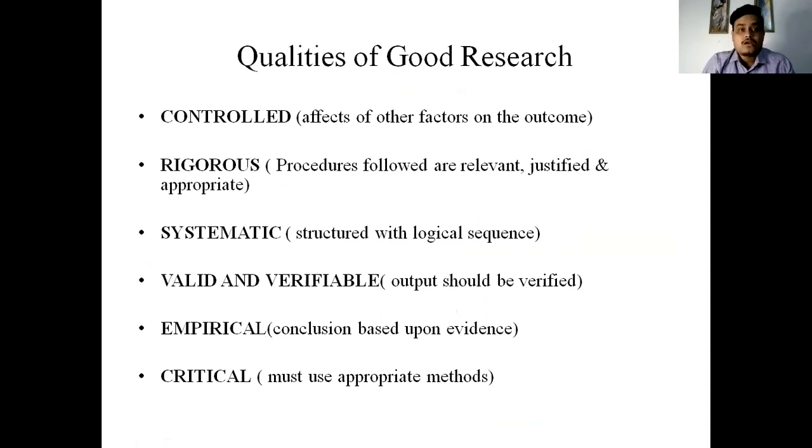First, controlled. Control means whenever you are carrying out the research, some other factors come to influence the outcome. You need to control that. Rigorous means the procedures you are taking and following are relevant, justified, and appropriate. Third one is the systematic approach. That means it should be done with a logical sequence. Fourth, valid and verifiable. That means the output should be verified. Empirical means conclusions based upon evidence. And finally, critical, must use appropriate methods. So if anyone keeps these 6 bullet points in mind while doing research activity, it will give you good quality research.